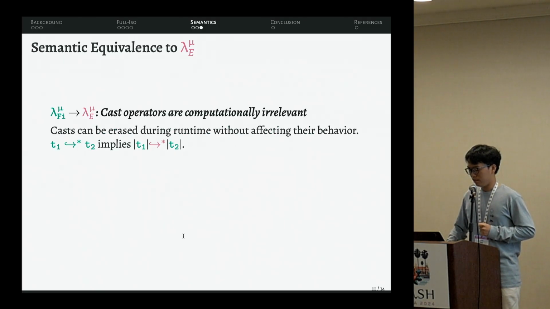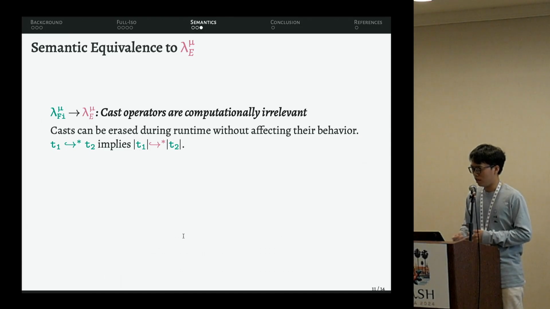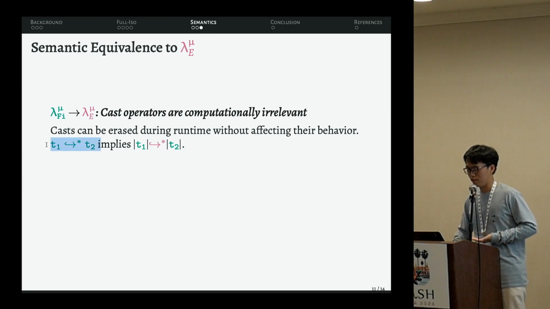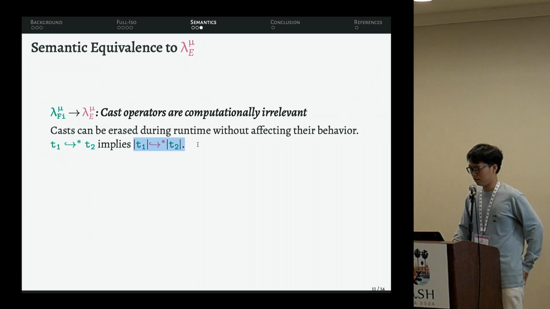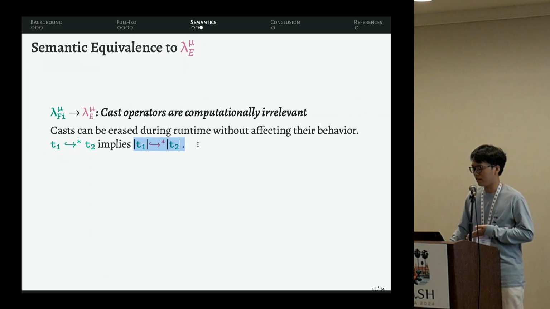And then let's see how our full ISO system has the same behavior as the equi system. So the direction from full ISO to equi is also simple. We erase the cast operators. And since our rules are designed in a way that they are computationally irrelevant, you can just safely erase them. So if you start with a trace in the full ISO system, if you erase all the cast operators, that also holds in the equi type system semantics.